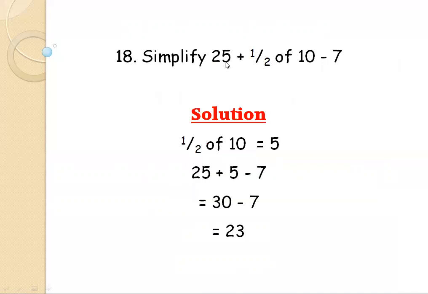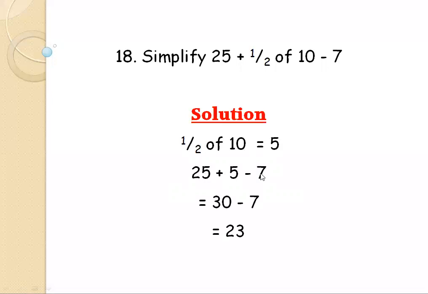We have to simplify 25 plus 1 over 2 of 10 minus 7. Okay, so we're going to use our BODMAS. In BODMAS, we have to do a question that has to do with of first. So we're going to do 1 over 2 of 10. 1 over 2 of 10 is the same thing as saying 10 divided by 2, and that is 5. Did we get that? So I'll put this back into the question. So I will write 25 plus, instead of 1 over 2 of 10, I'm going to put 5 minus 7.